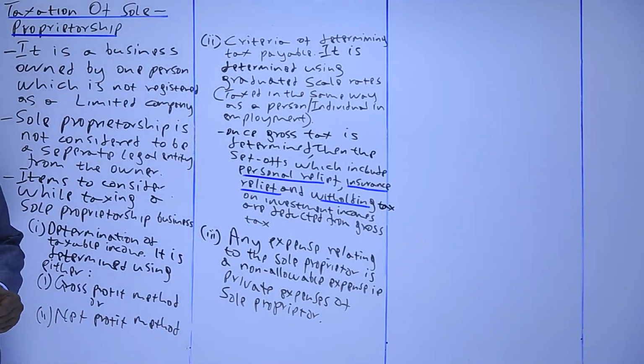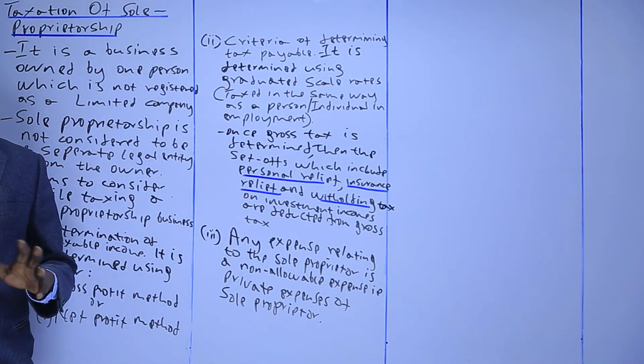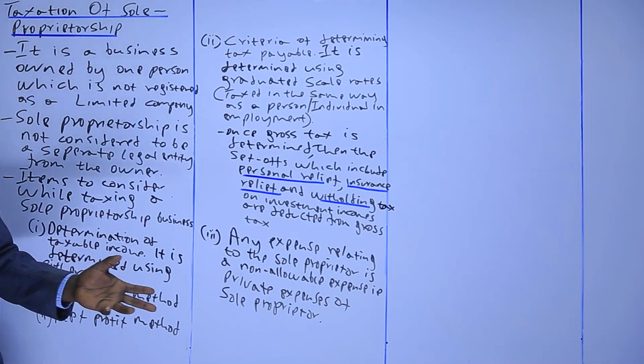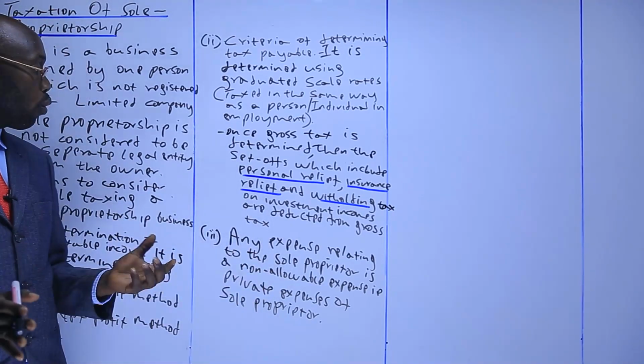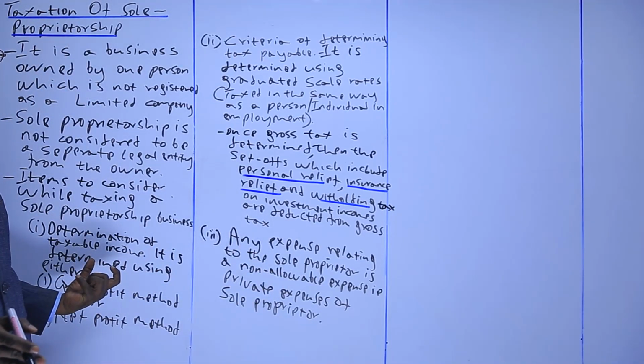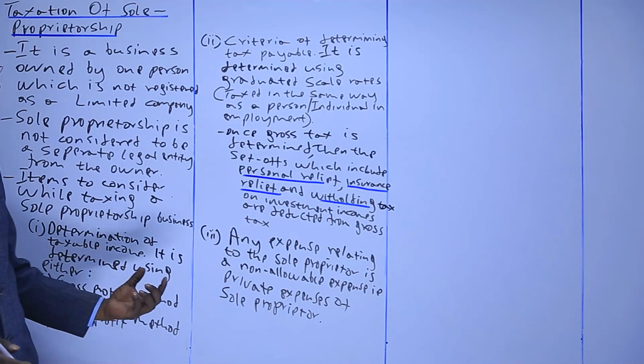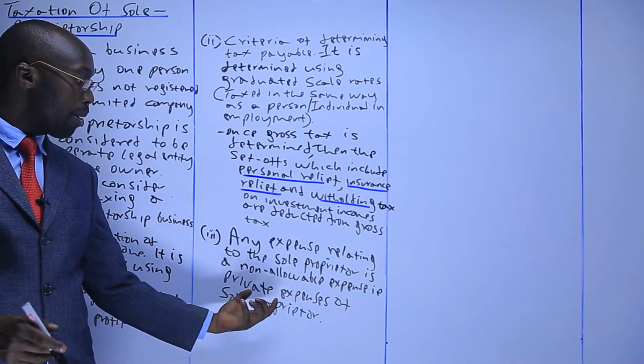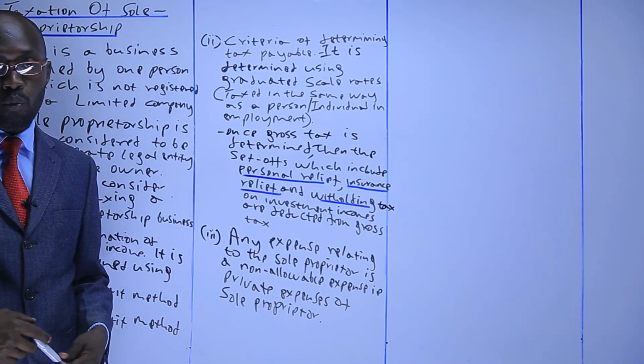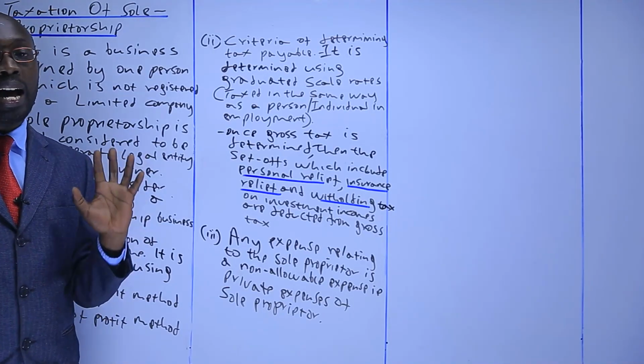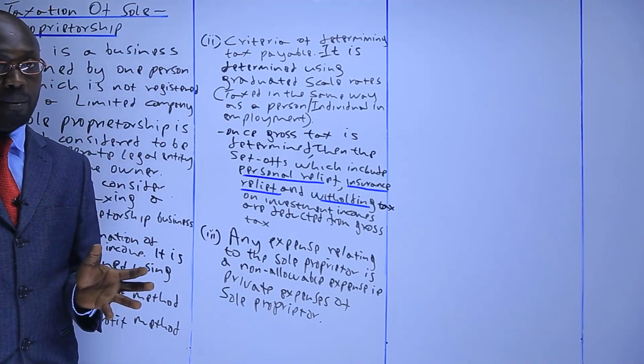You need to know that any expense relating to the sole proprietor is usually not an allowable expense. It's usually treated as disallowed when you are determining the taxable income of that particular sole proprietor. And here we are majorly talking about the private expenses of the sole proprietor. They are usually not allowable when you're determining the taxable income.